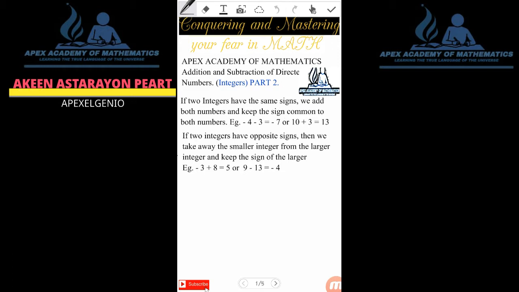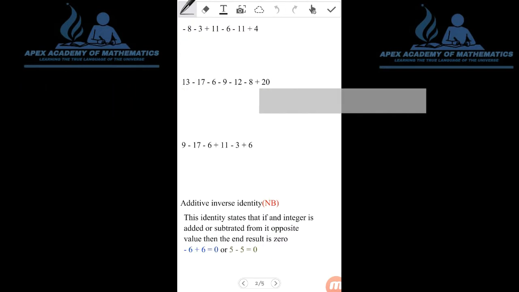So these two rules, we're going to be applying them in the three examples that I have on page 2. We're going to be working these questions out using these very same principles. All right, guys, so let's go to that page now.